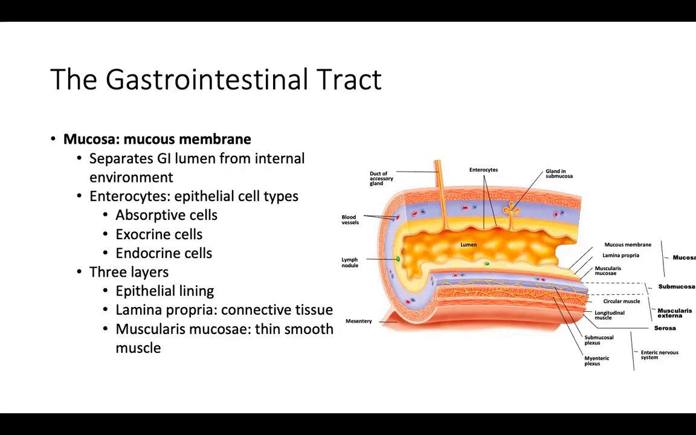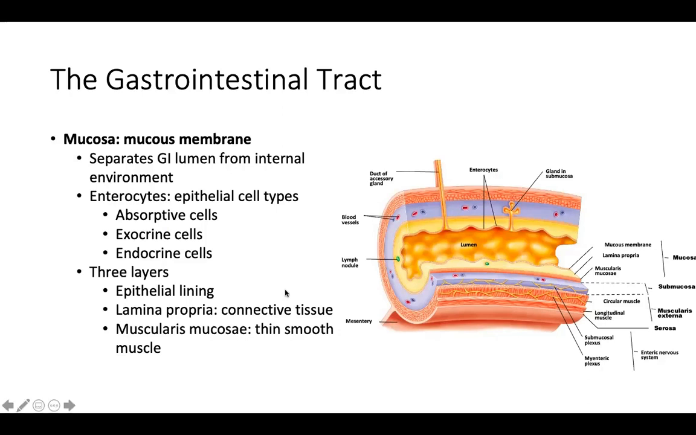Some of these are absorptive cells. These are tall columnar cells, being a good example, that aid with that movement. We also have exocrine cells. Exocrine cells are these cells with ducts that help to release their secretions into the lumen. And then we have some endocrine cells as well that release their secretions into the blood.